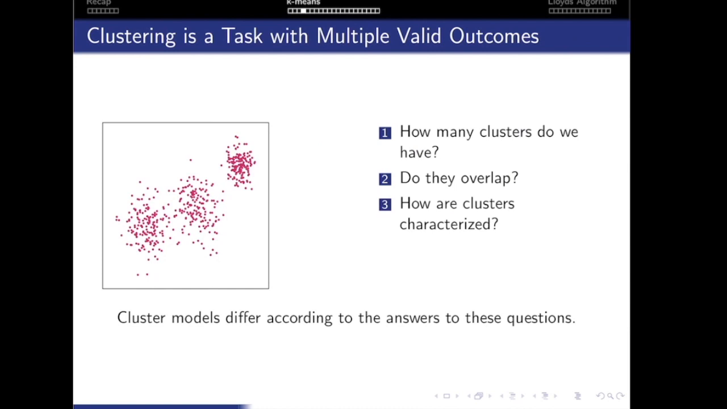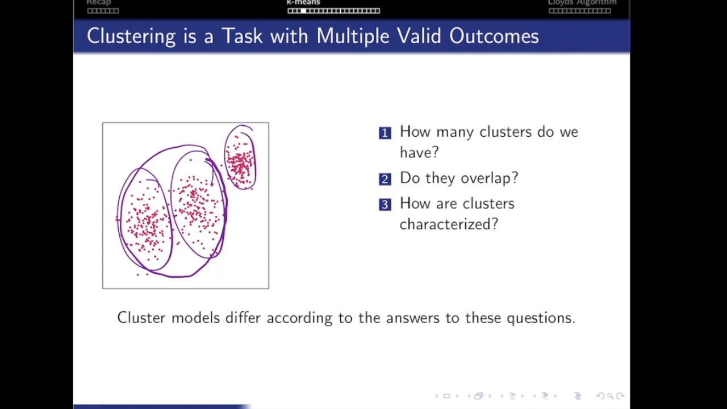So clustering is a task with multiple valued outcomes. Here, for example, you see the plot of 3 clusters, so you have these 3 blobs, right? But there could maybe also be an argument that these 2 clusters belong to the one cluster. This is a bit unclear, but usually I would say that these are 3 clusters. And for clustering, these 3 questions which are outlined here matter.